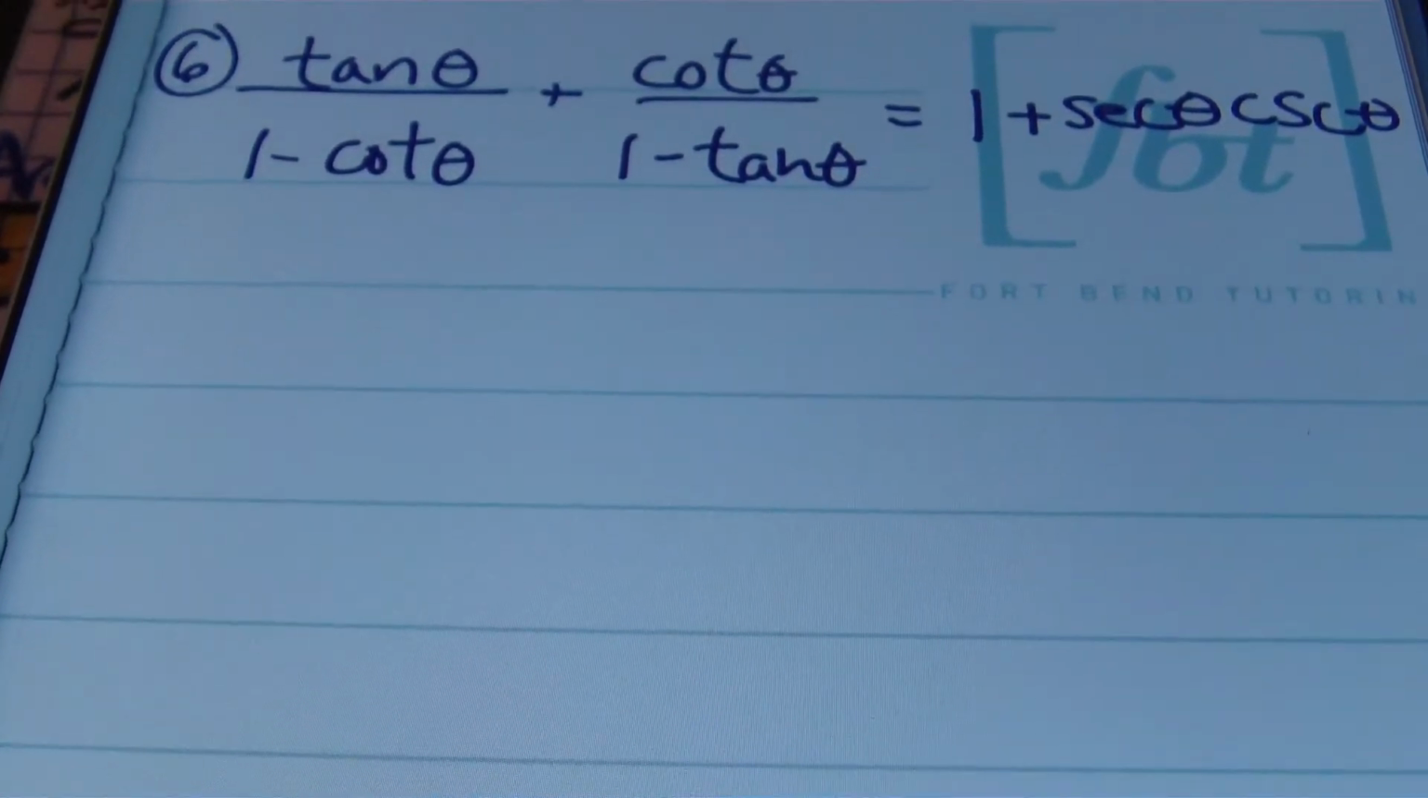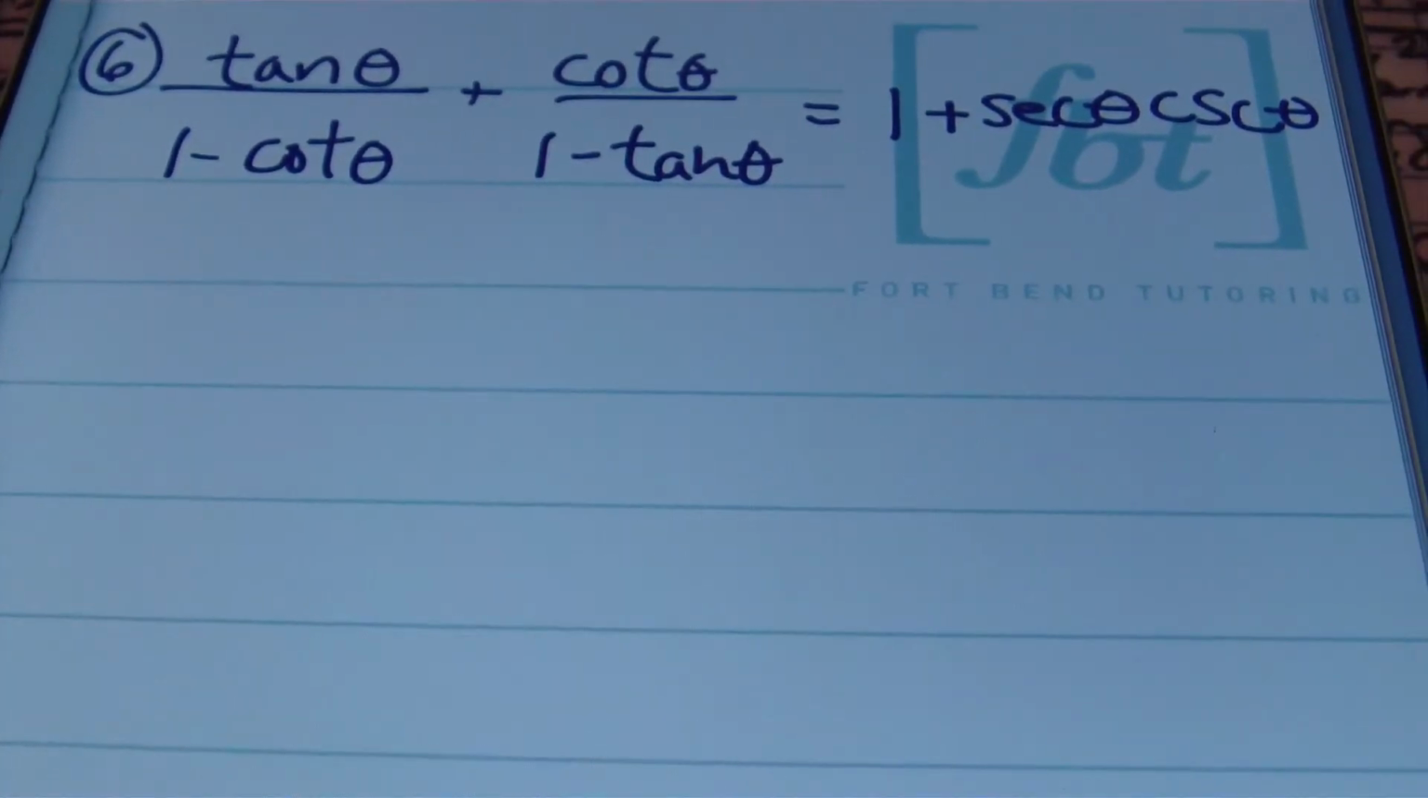Problem number 6. Here we go. All right, in problem number 6, we have tan theta divided by 1 minus cotangent theta plus cotangent theta over 1 minus tan theta equals 1 plus secant theta cosecant theta. What we're going to do first is utilize our reciprocal identity, only in this first problem, in the denominator there. That's it.